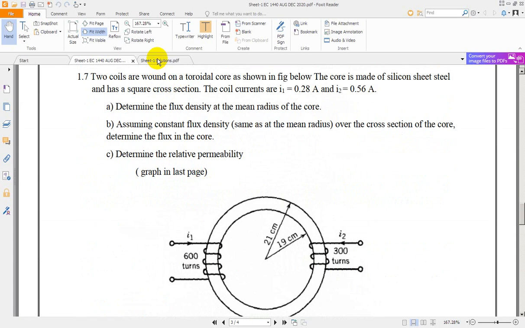Now for problem number 7, in the solution we have a thick circular ring. If we cut it, the cross sectional area is in the form of a square. The inner circle radius is 19 centimeters and the outer circle radius is 21 centimeters. Current flowing in the first coil is I1, and current flowing in the secondary coil is I2. Number of turns in the first coil is 600, and in the secondary coil is 300.